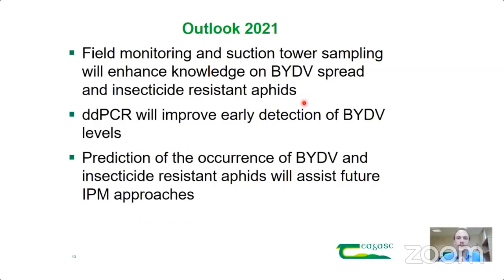Hopefully the digital PCR will improve the early detection of BYDV levels, and all of this together, the prediction of the occurrence of BYDV and insecticide-resistant aphids, will assist our future IPM approaches.